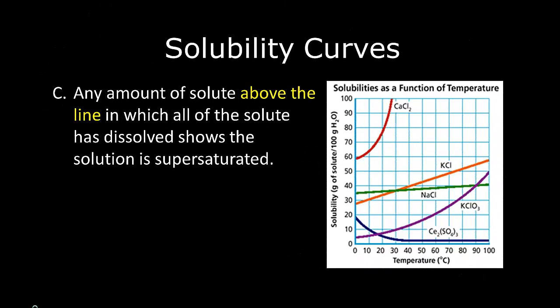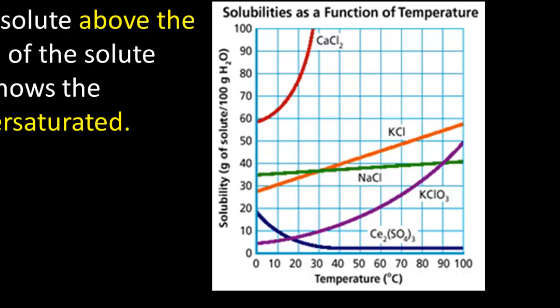Any amount of solute that is above the line, in which all of the solute has been dissolved, shows that the solution is supersaturated. So if I say I made a solution of potassium chloride at 50 degrees C, and I put 50 grams of potassium chloride.